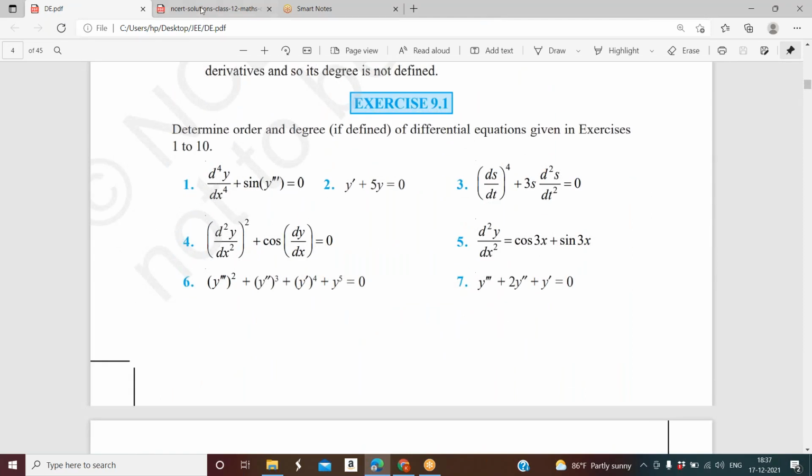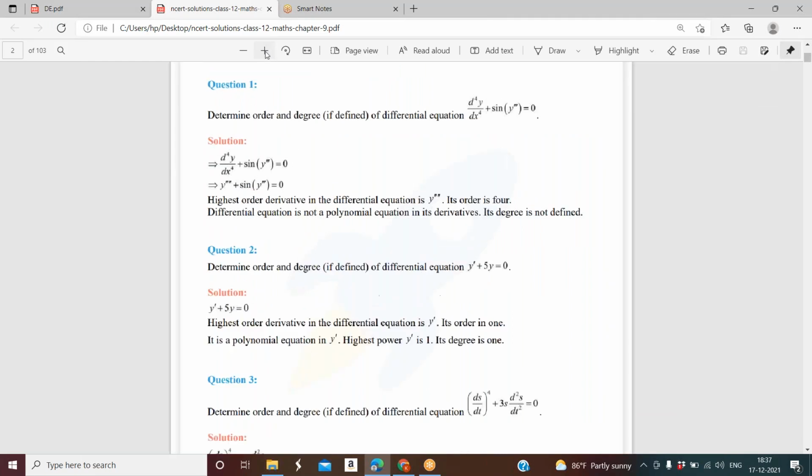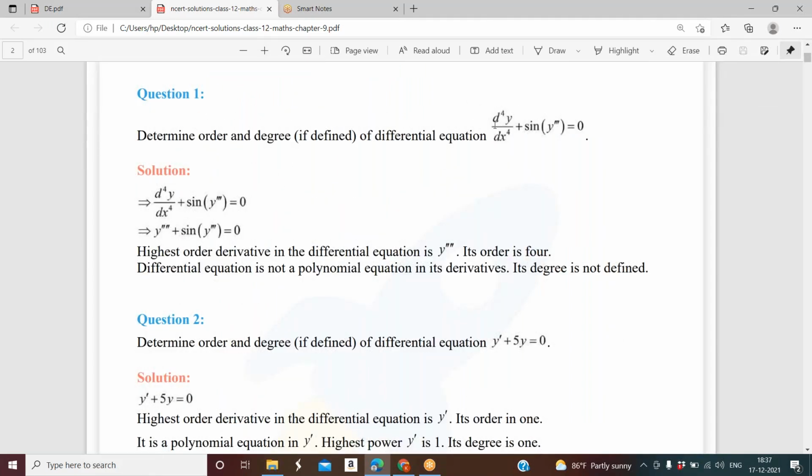Now see the exercise problems. The first one is d power 4 y by dx power 4 plus sine of y triple dash equal to 0. The highest order derivative in this differential equation, what is it? Y is differentiated with respect to x 4 times. So that is the highest order derivative. So order is 4.